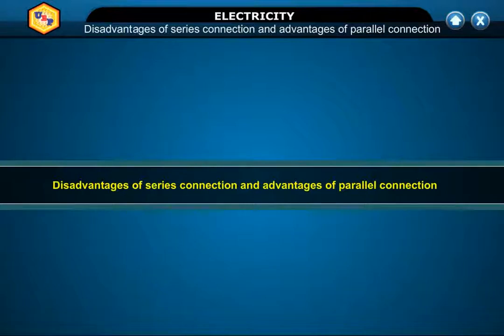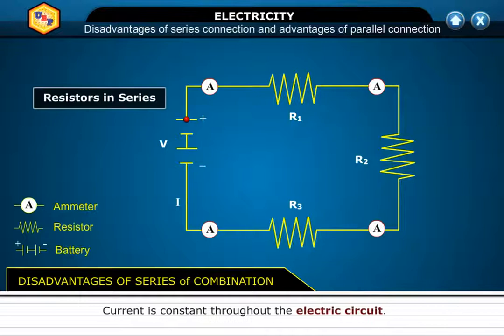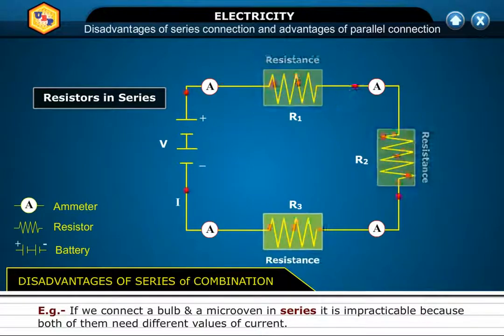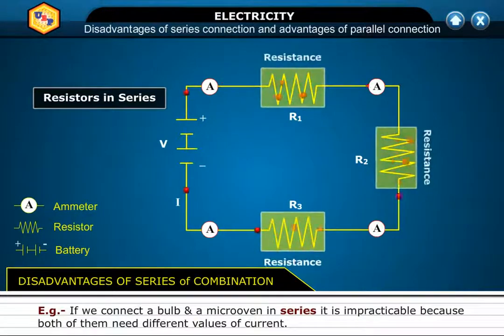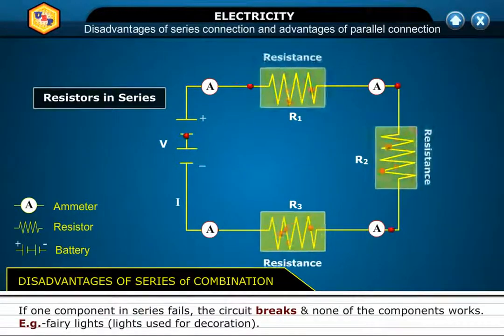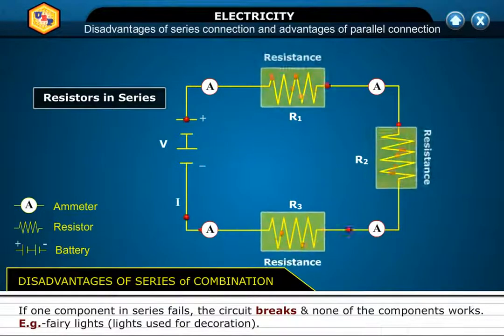Disadvantages of series connection and advantages of parallel connection. Disadvantages of series combination. Current is constant throughout the electric circuit. For example, if we connect a bulb and a microwave oven in series, it is impracticable because both of them need different values of current. If one component in series fails, the circuit breaks and none of the components work. Example, fairy lights, lights used for decoration.